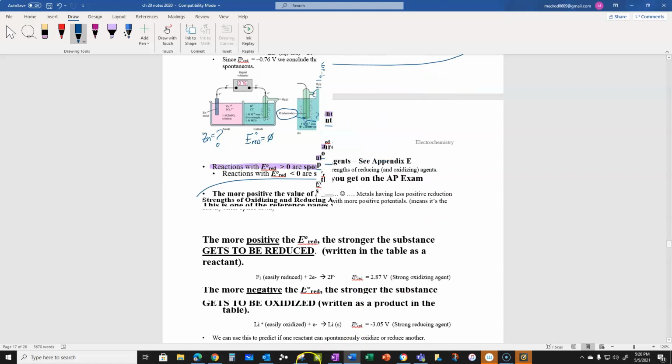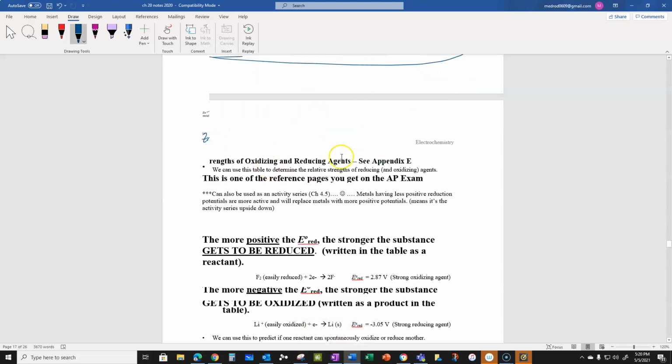So when we look at this chart, we are not looking at agents in here. This is one of the reference pages that we used to get with the AP Test. That's why I said I've got to update some notes here.